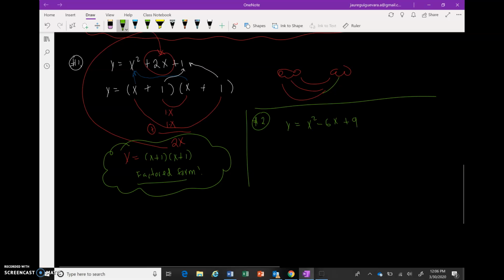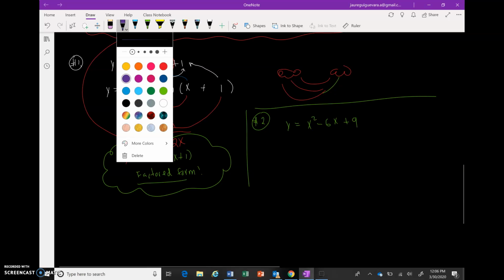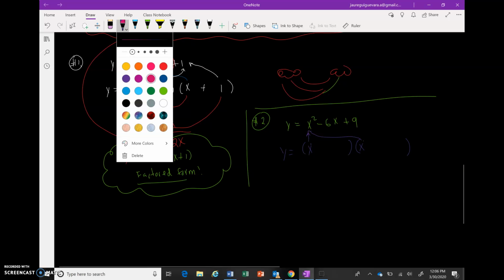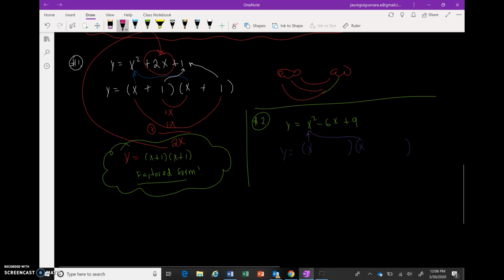Okay, so again, the first thing, guys, I'm going to set up my parentheses and say, okay, x times x, add up the two little exponents, gives you x squared. Then I'll do the other one in pink. And then you have to think about two numbers that when you multiply them together give you this one right here. Okay, so what two numbers give you 9? The easiest one to me, honestly, is just 3 times 3.